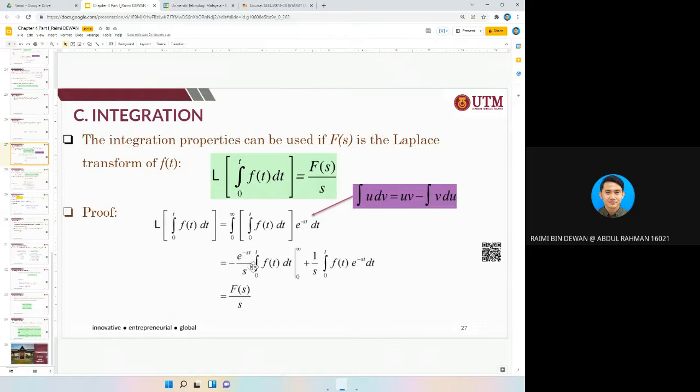Then you see here, you have e to the negative st dt, you can put out because the integration is in the time domain signal. Then you have f(t) dt from 0 until infinity. Then next is 1 over s, the integral of f(t) e to the negative st dt. You try to use this general formula, and in the end you will have F(s) over s.